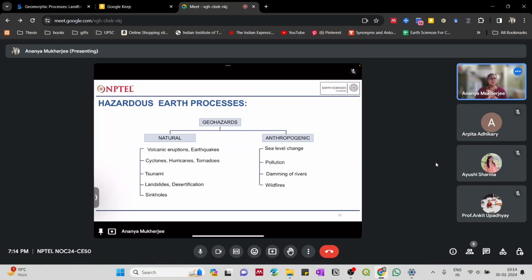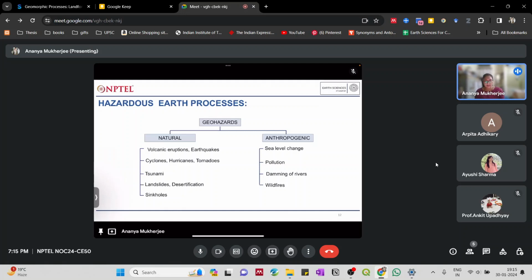You have pollution, and then damming of rivers, and because of outburst of these dams, man-made floods are being created. And also wildfires. While wildfires can be both natural and anthropogenic, right now we are considering wildfires because the frequency of these wildfires has increased because of human influence. So that is why we are considering it as anthropogenic.